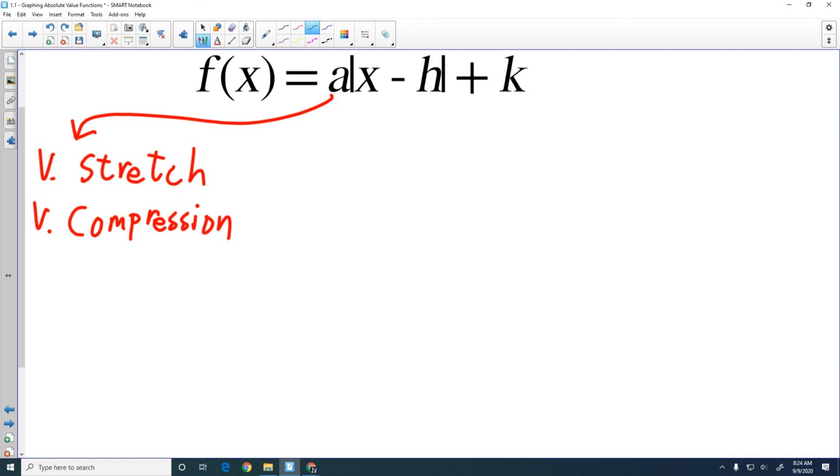Exactly. So the vertical stretch occurs when a is greater than 1. Remember those inequality signs? So if a is greater than 1, it's going to be a vertical stretch, meaning it's going to be narrow and skinny and really tall. But if a is less than 1, then we're going to get a vertical compression. It's as if we squished it from the top down. It's going to be wider out to the sides.